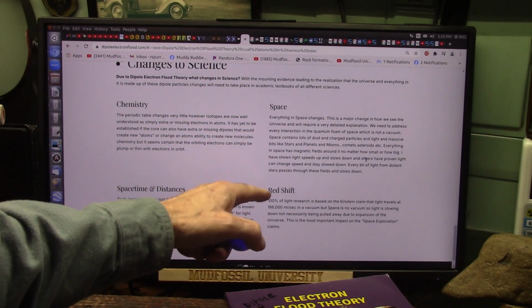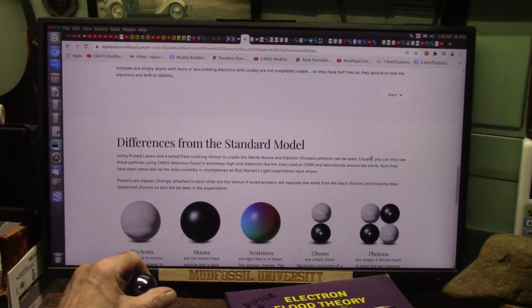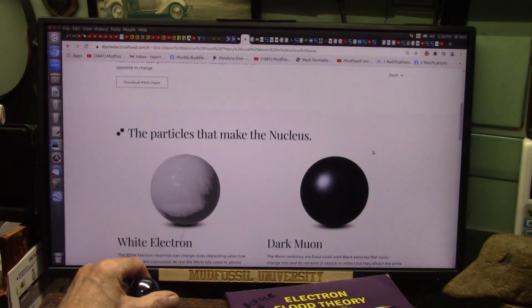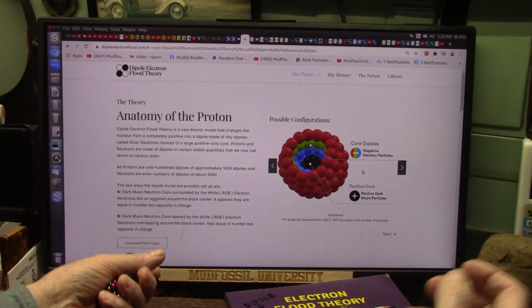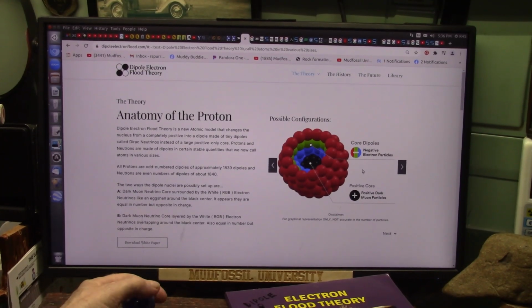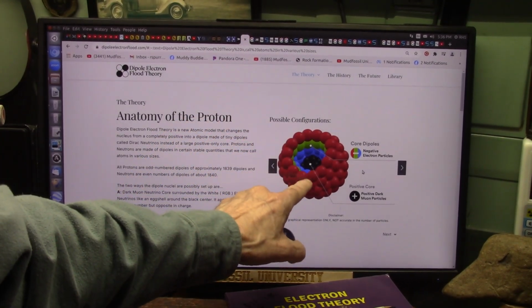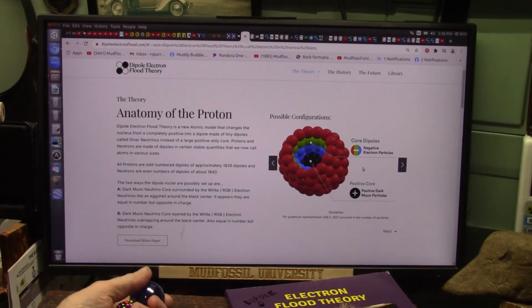Space, redshift, throw that out the window. There's no such thing as a redshift. You know, light will shift red, but it's because it's slowing down, not because it's being stretched, pulled away because of expansion of the galaxy, that is just total nonsense. So this is what a proton looks like. Now let's go back to MIT and see what they have to say.